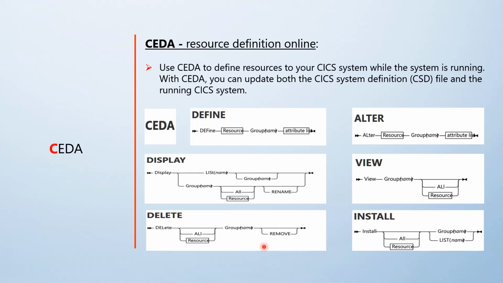Whereas the next command, CEDA INSTALL, reads the contents from the CSD file, or the DFHCSD file, and installs them into your CICS storage. So this deals with both the CSD and the real storage. Once you install a resource, only then will the resource be available to CICS. If you just define it and leave it, it will not be available to CICS.